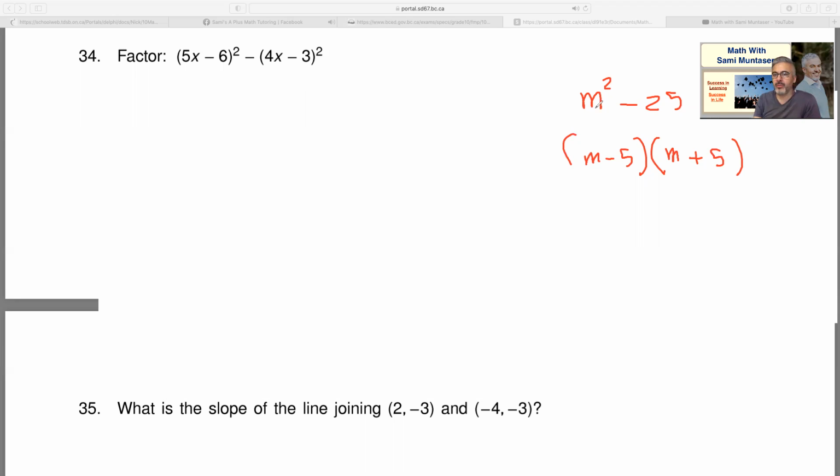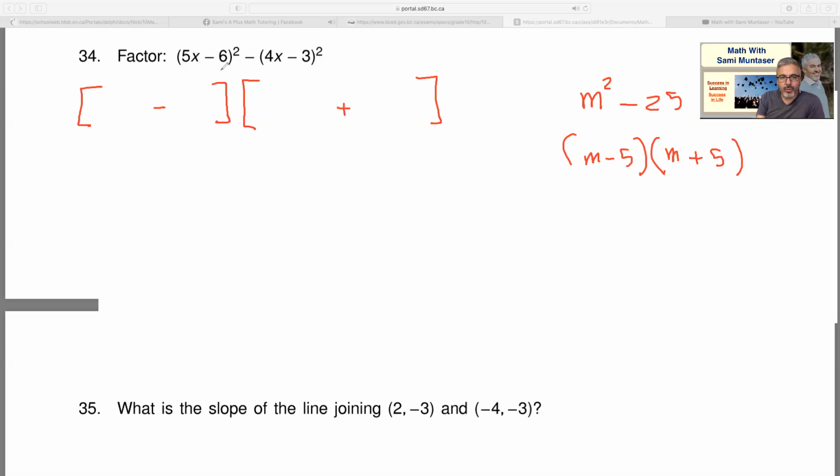So what we usually do, we take the square root of m and we put m here and m there, and we take the square root of this and we put the 5 there and the 5 there. You could do the same thing here. You could say this is the difference of squares because you have two terms. This is 1, this is 2, both of them are perfect squares, between them a minus. You make one of them minus and you make one of them plus.